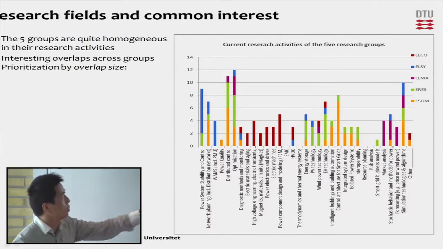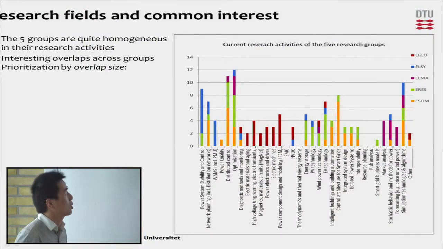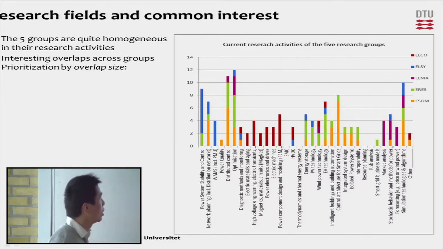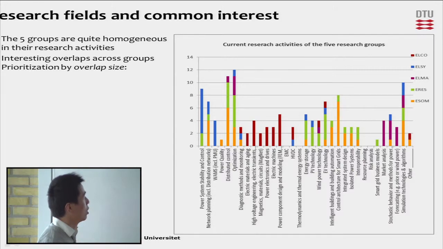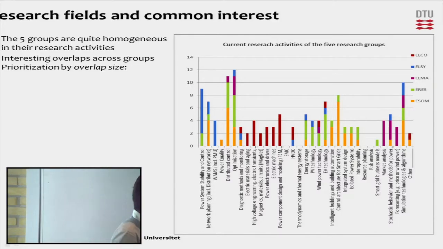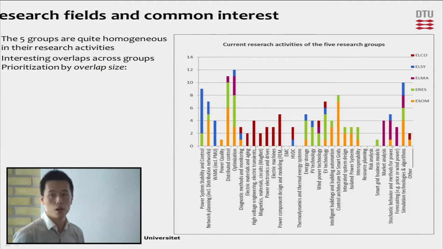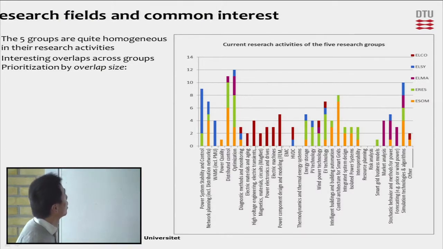So on this slide, we have a picture. It's basically showing the current research activities carried out by the 5 research groups. We can see it's quite homogeneous in their research activities. For example, on the middle side, there are quite a few activities only conducted by the alcohol group people. And we also find interesting overlaps across groups.